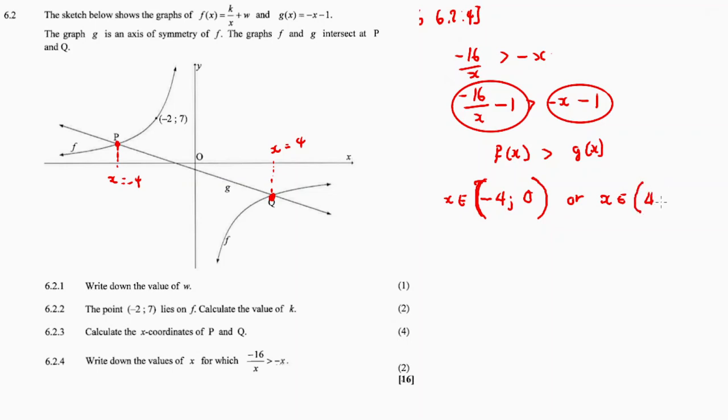4 excluded all the way up to infinity excluded. So from positive 4 to the right, f is above and g is below. So those are my solutions for 6.2.4. These questions need a little bit of thinking. Sometimes you need to think outside the box. In most cases with these questions, you compare the two functions so that you can get the x values. Hence I subtract 1 on both sides of the equation.